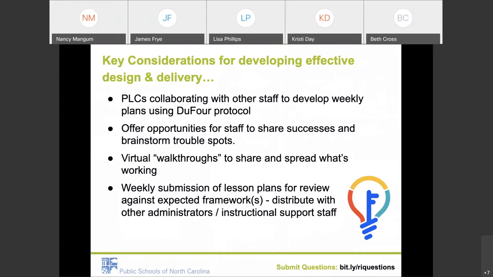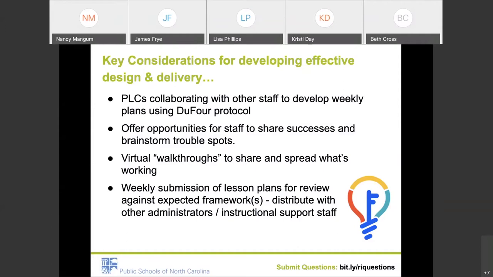First, PLCs. I think we talk about PLCs by name quite a bit, but the actual implementation of a professional learning community, having that collaboration with other staff, asking, what do students need to know how to do? How do I know that they've learned it?